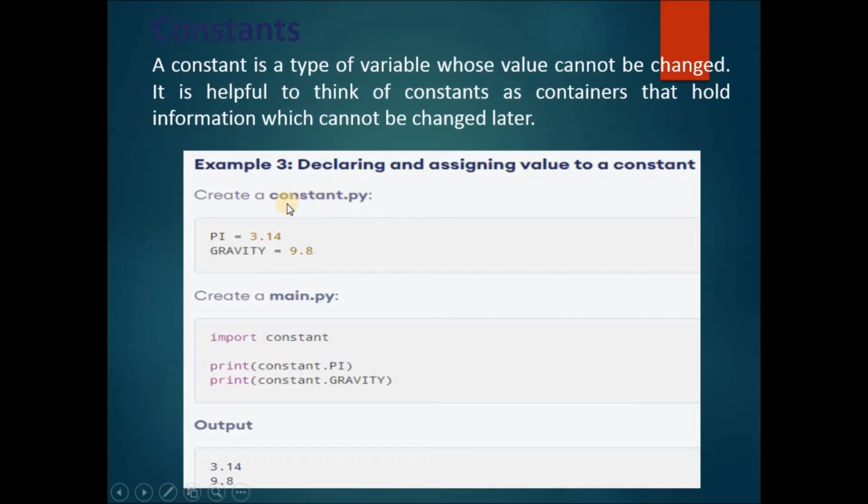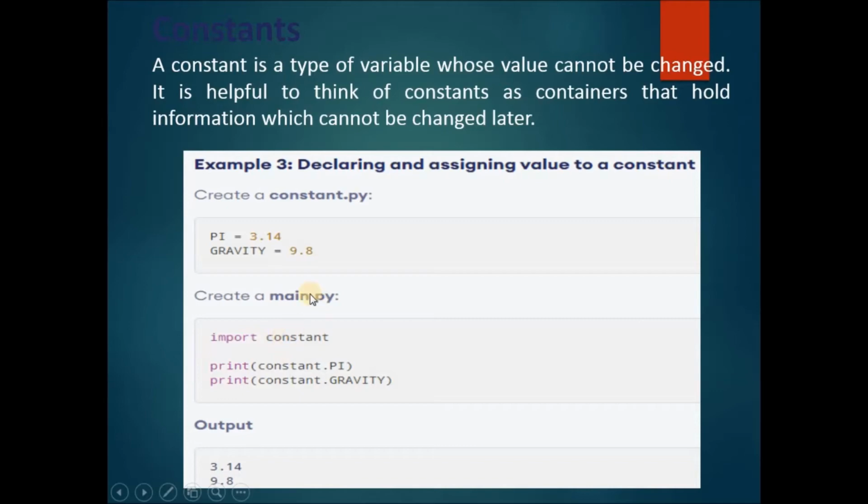In this Python script, pi is equal to 3.14, gravity is equal to 9.8. These two values have been assigned to these two variables. Done. And another Python script is created, main.py, and into this main.py, constant.py is imported here, import constant. How to import a module we will discuss later. Just now see that you can do this also in Python.